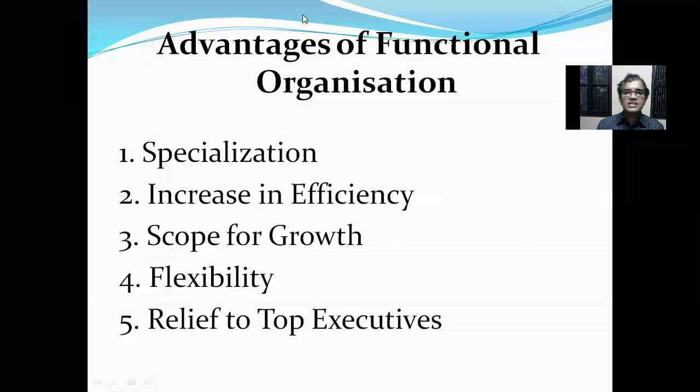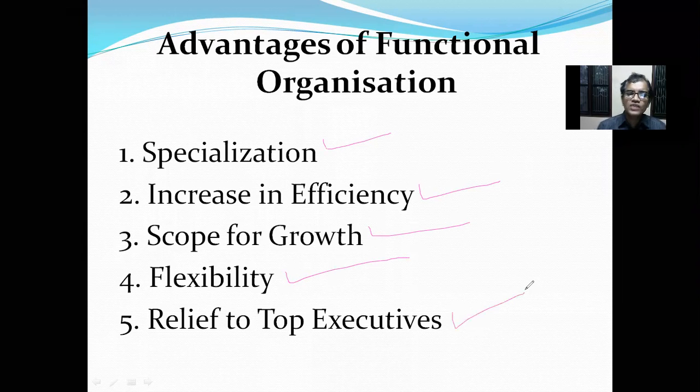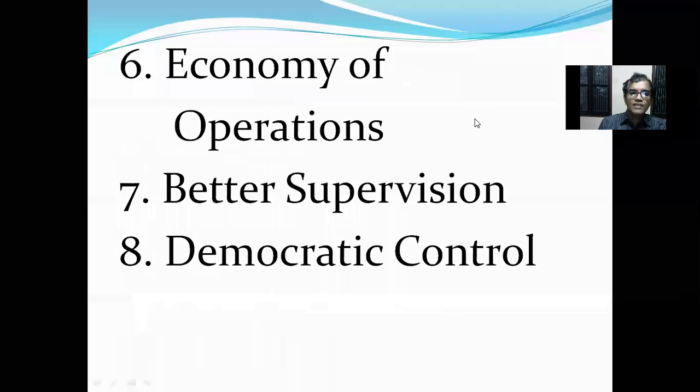Now you see advantages of functional organization. Specialization will be there. Persons will become experts. So it automatically leads to increase in efficiency. Scope for growth in organization will be there. Flexibility of operations will be there. Relief to top executives can be observed in functional organization. Not only that, economy of operations will be there. Whenever efficiency increases, automatically economy will be ensured. Better supervision can be done. Democratic control of the subordinates can be seen in functional organization.